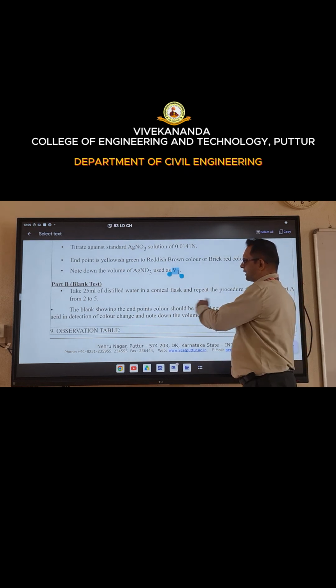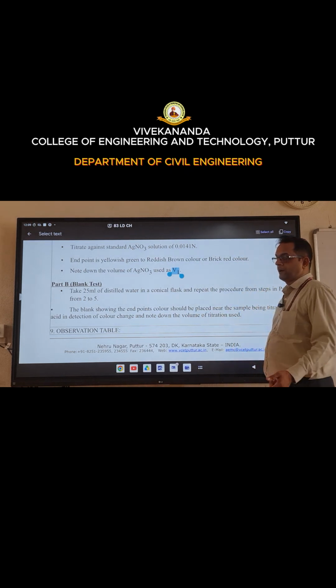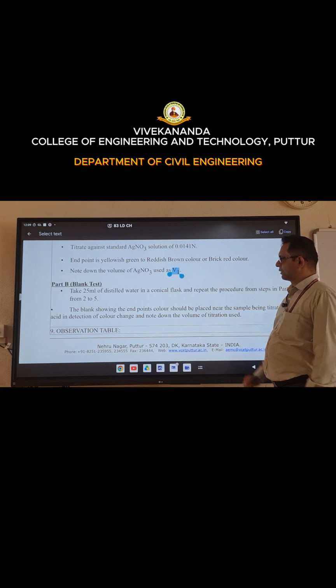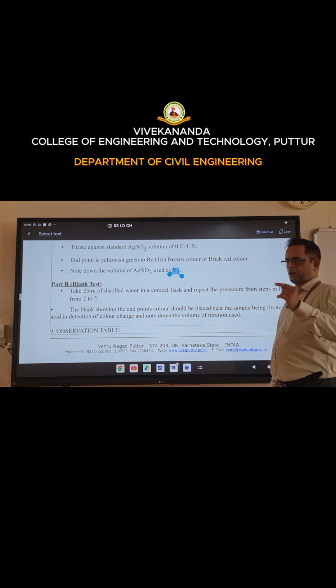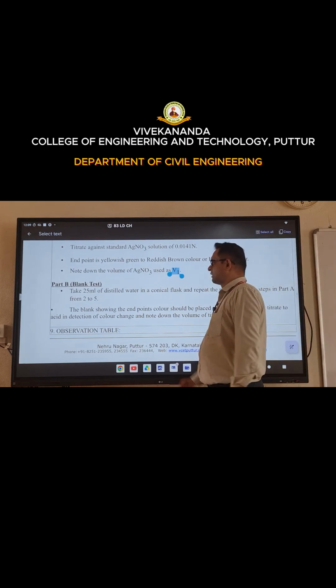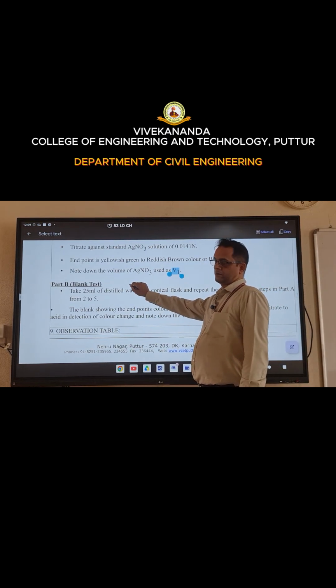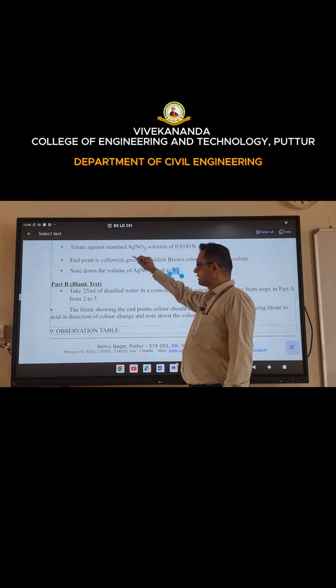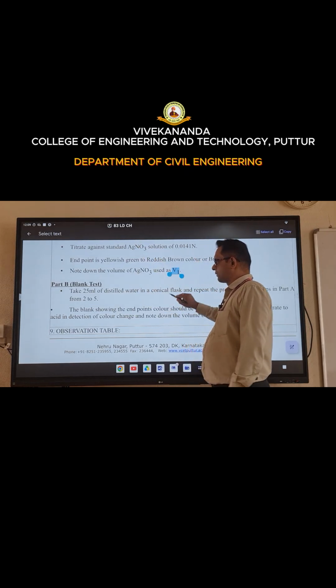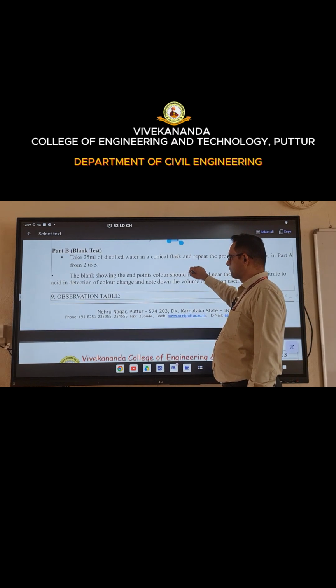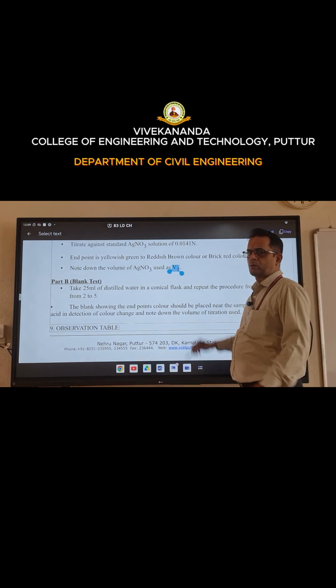I will add potassium chromate. The color will be yellow. Titrate it with the AgNO3 until yellow to brick red, right? That is called the blank test. So the first one is the sample, the second one is distilled water. So this is the procedure. Next we will see how to conduct the test.